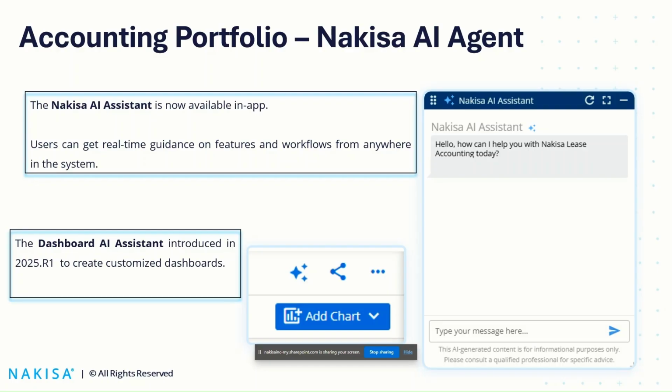Nakisa AI Assistant is now available in app. Users can get real-time guidance on workflows, features, and how to use them directly from any page in the solution. The user just has to click on the chat icon to get started. It is very similar to the dashboard AI assistant introduced in the last release to create customized dashboards.